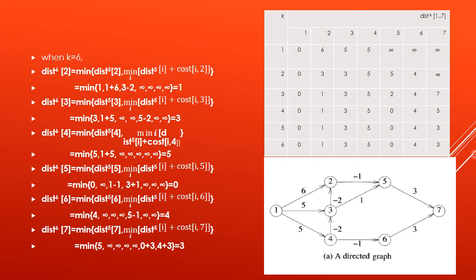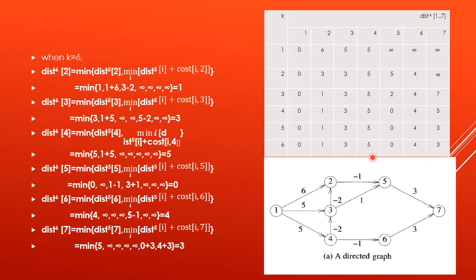So n minus 1 iterations will give you the shortest distance from source node to the other nodes. The shortest distance from source node to 2 will be 1. How? 1 to 4, 4 to 3, 3 to 2. What is that? 5 minus 4 will be equal to 1. Then for 3, the shortest distance is 3. How? 5 minus 2. So 1 to 4, 4 to 3.